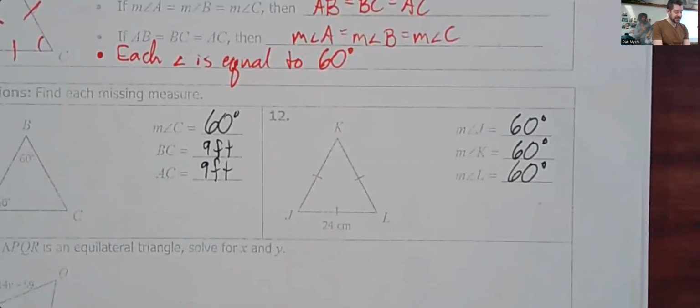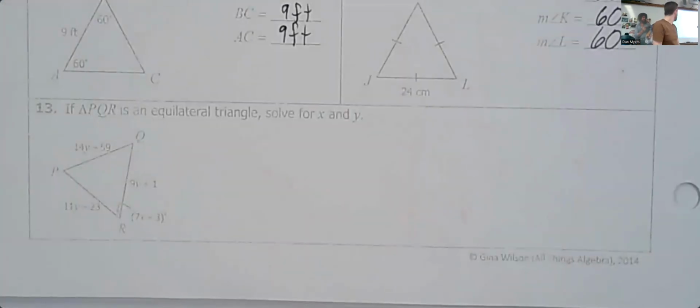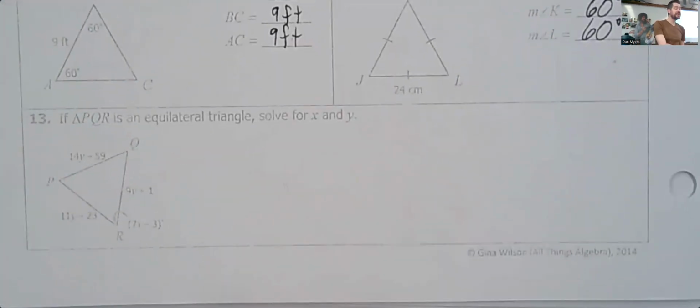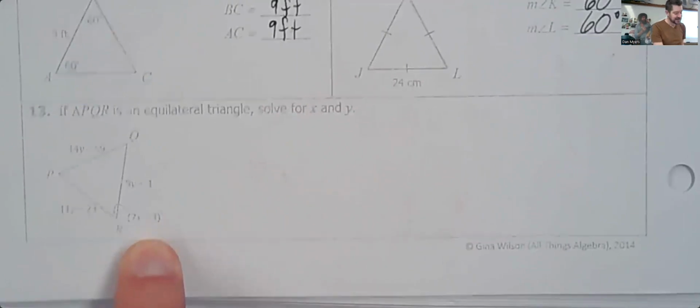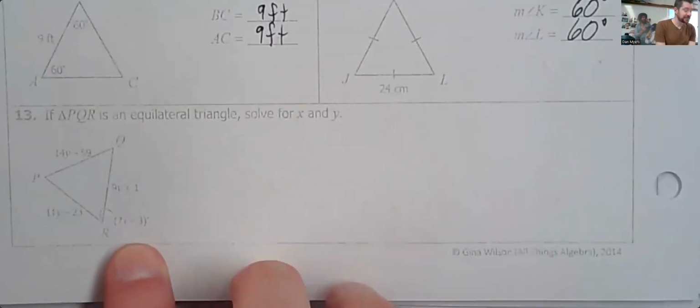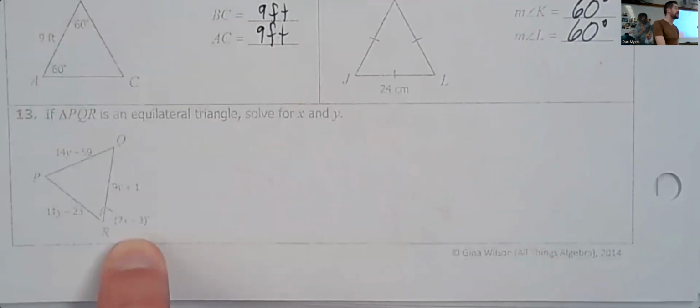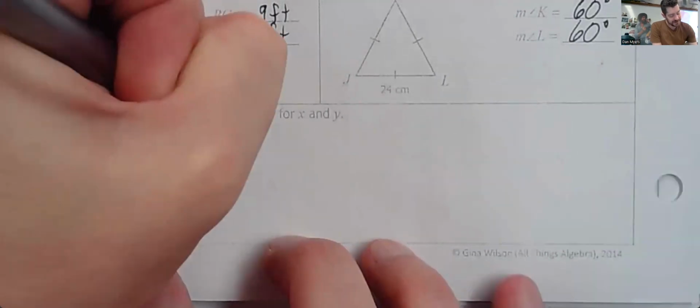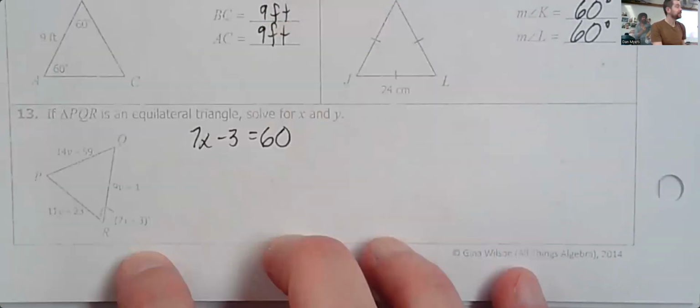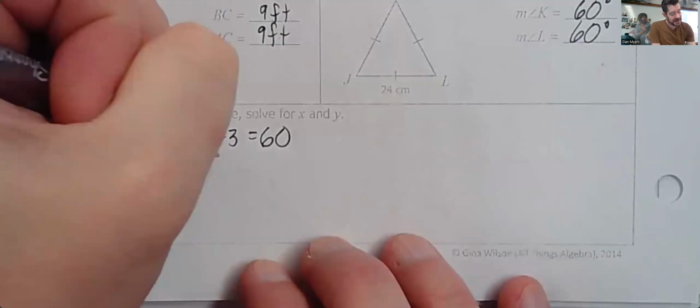All right, number 13. Let's figure out the measure of angle R. How many degrees is the measure of angle R? 60. So to figure out x, listen up, 7x minus 3 equals 60 because every angle is 60 degrees in an equilateral. So 7x minus 3 equals 60. Add 3 to both sides, 7x.